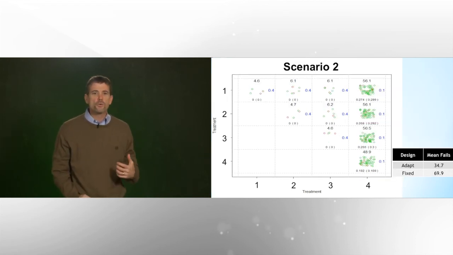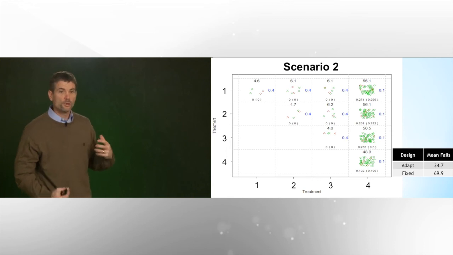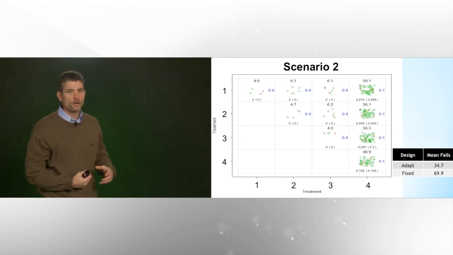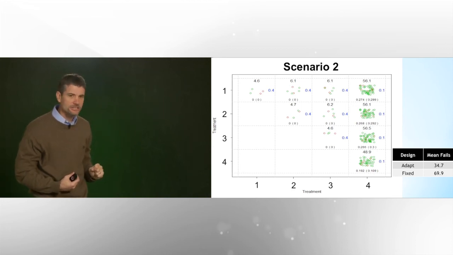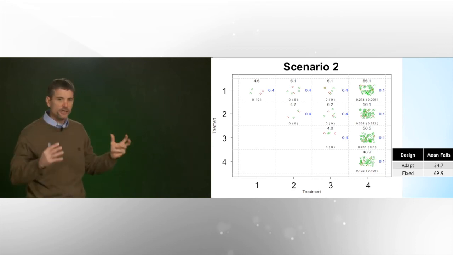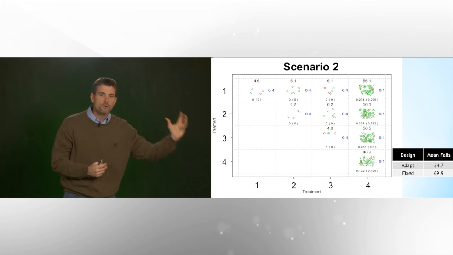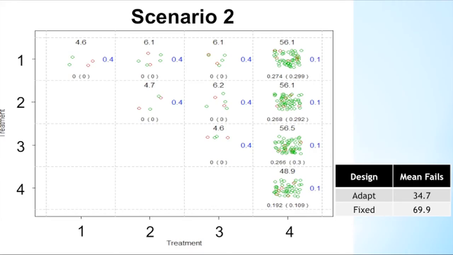In a scenario where 4 is even better, we're putting even more patients on 4. Very few patients, an average of 5 to 6 patients on the other arms. We learned very quickly 4 is where it's at, and we're putting huge numbers there. We're decreasing the number of failures by about 35 in this case, with very high probability of selecting 4 as a winning regimen.